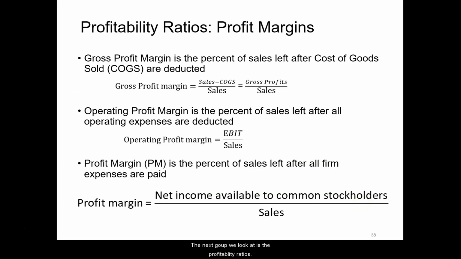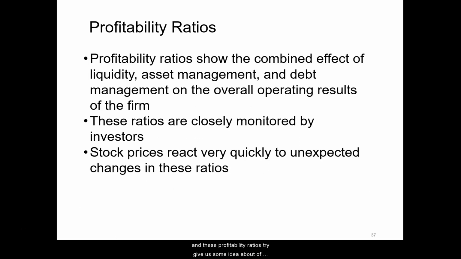The next group we look at is the profitability ratios. And these profitability ratios try to give us some idea about, of course, how much profit this company makes. And profit is a result of everything that's going on in the company, including the liquidity, asset management, and debt management. So we are looking at the effect of all these on the overall profits, or say operating results, of the company. Investors really care about how much profit this company makes.